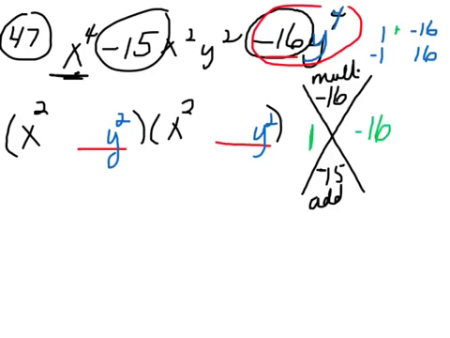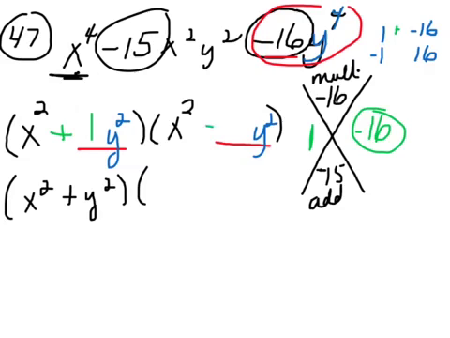So this is a positive 1. In my first term, I'll put a plus 1y squared, which again, I don't really need that 1 if I've got that y squared there. So what I'll end up doing with that term is just writing it as x squared plus y squared. And then on my second term here, I have this minus 16, so I'm going to put minus 16y squared. So it will be x squared minus 16y squared. Okay, this is how it factors.